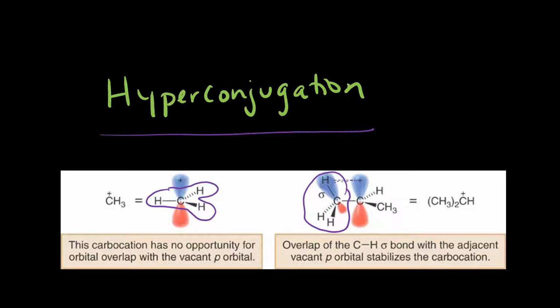So you can imagine each one of these bonds is able to do that. And if you look over here, this CH3 group could do the same thing. And so the more of this hyperconjugation that can take place, the more stable the carbocation will be. It's basically helping to alleviate that carbon of some of that positive charge.